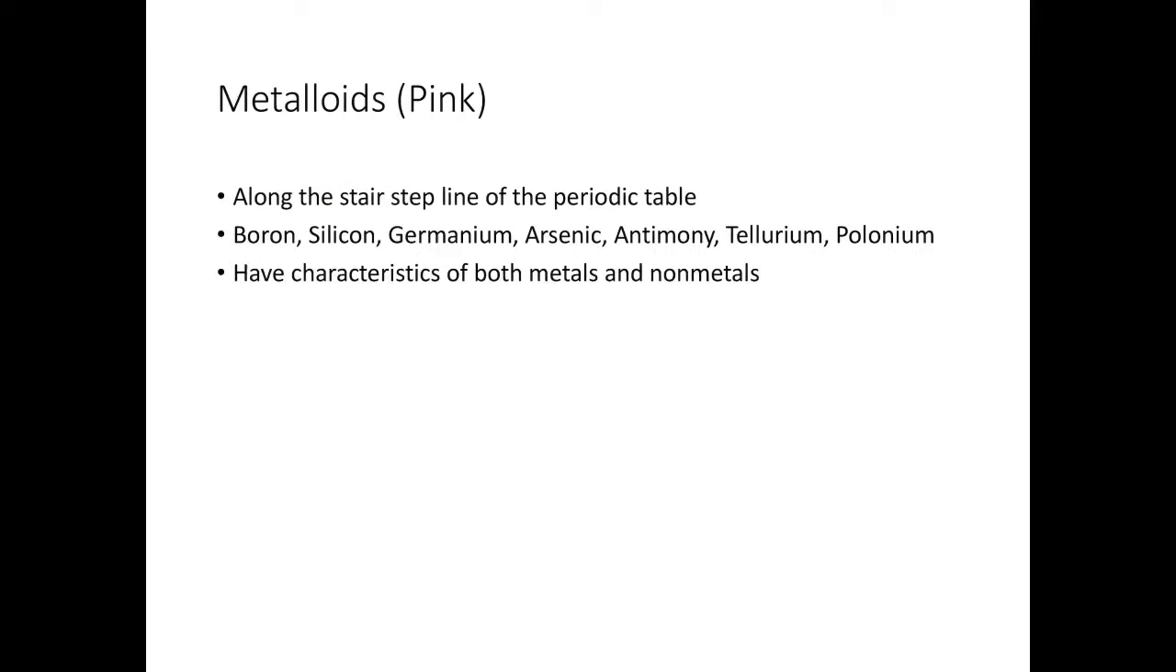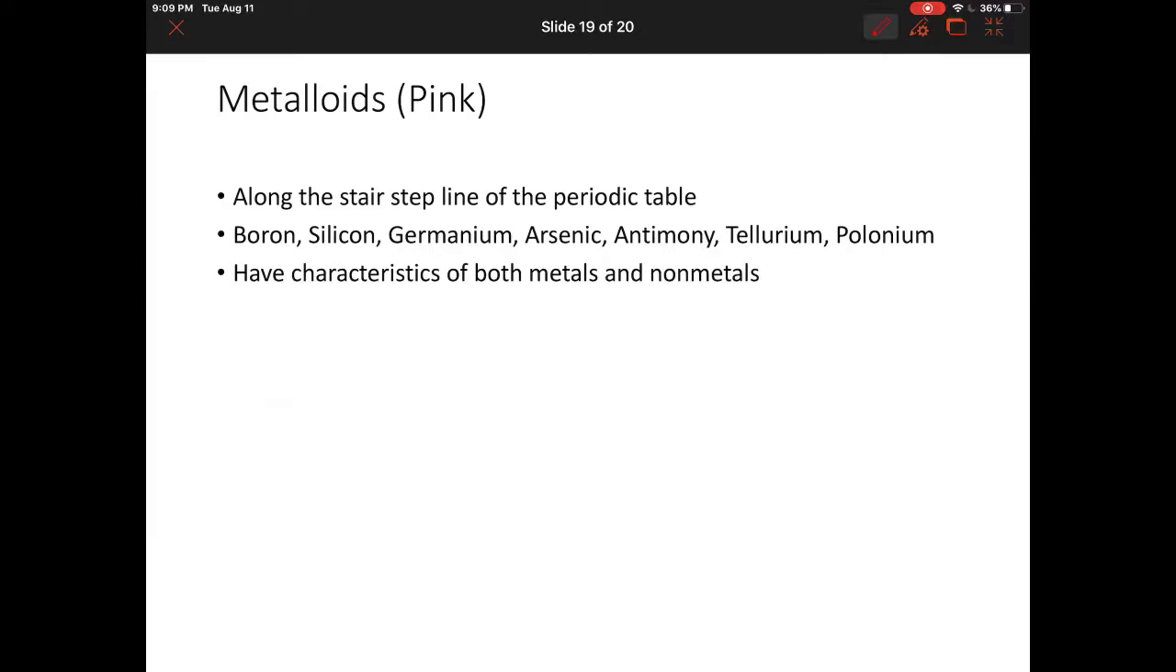Next we have the metalloids in pink. We've already talked about the metalloids before, but they're along the stair-step line. Remember we looked at it last time on the periodic table, it looks like that. They have characteristics of metals and nonmetals. They are sometimes shiny, sometimes not. They conduct, but not as well as metals, but not as poorly as nonmetals, so they're just kind of the strange ones there.